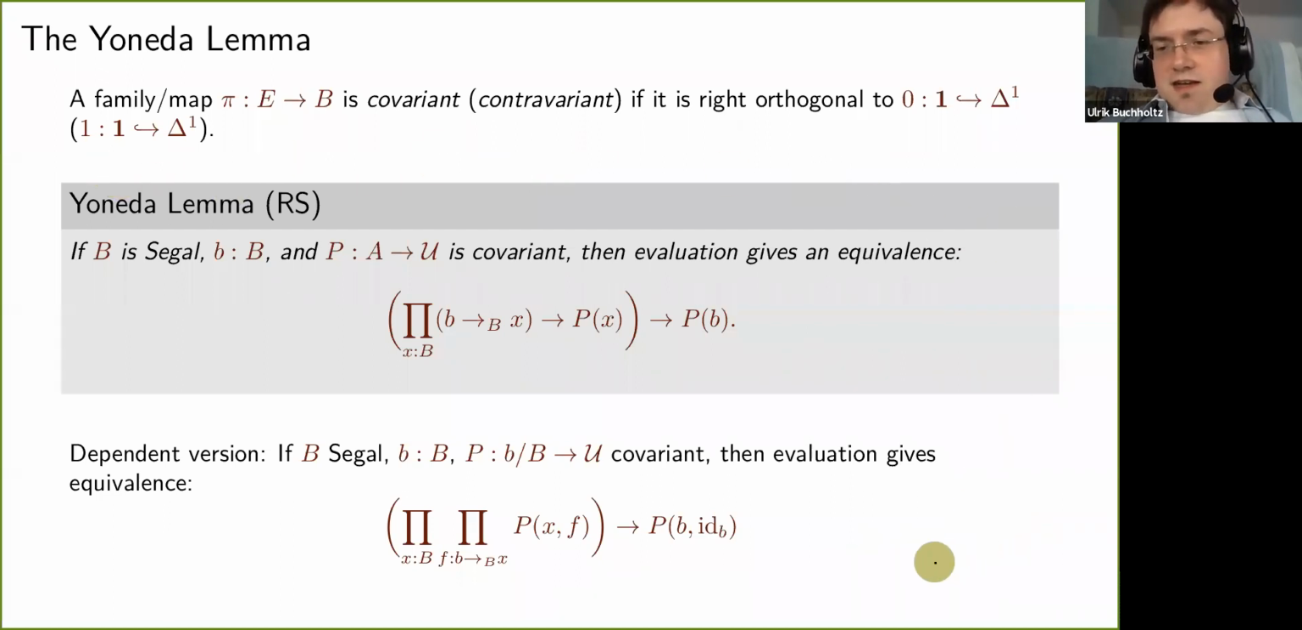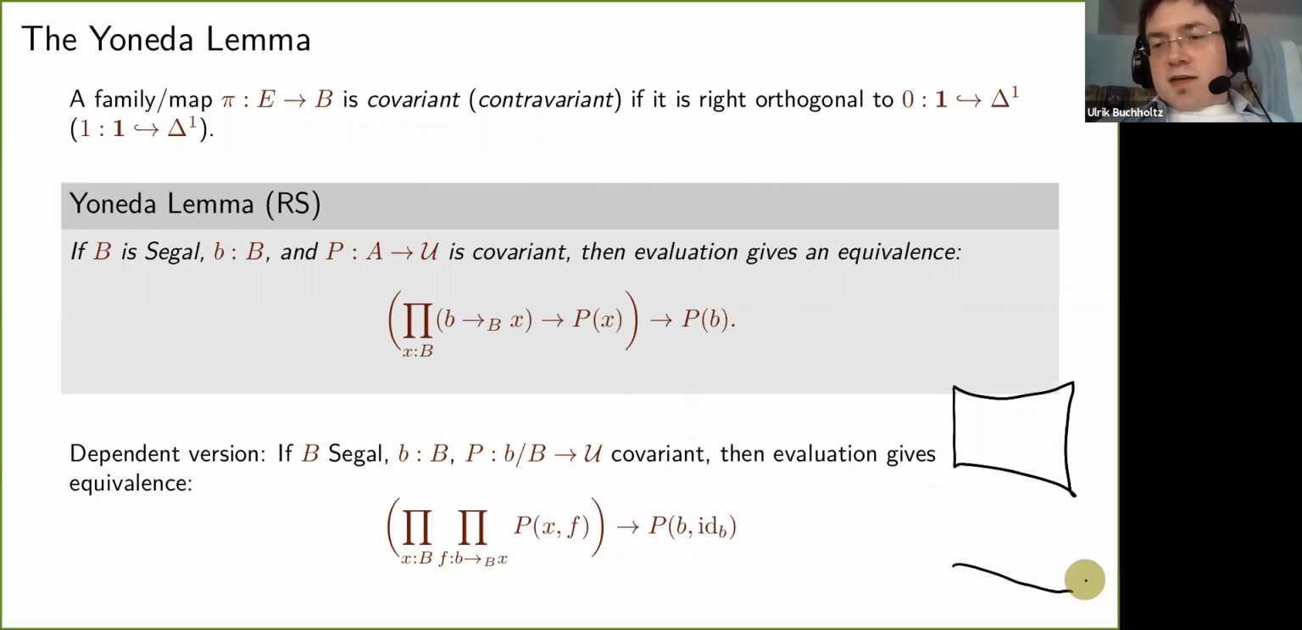So let me see if I can fit a picture of this. Drawing the standard picture of a type family. Then I have an arrow in the base, and I have an element over the left endpoint. Then there's a unique lift. That's a covariant family. So yeah, you have a unique way of going forwards.